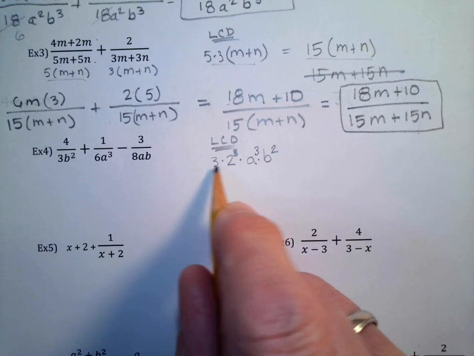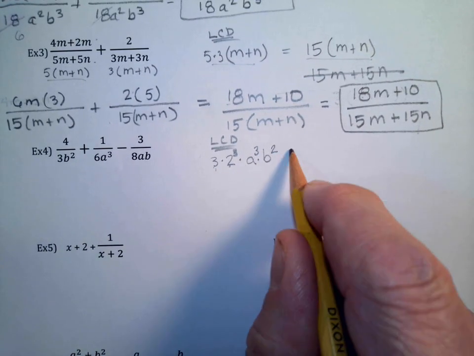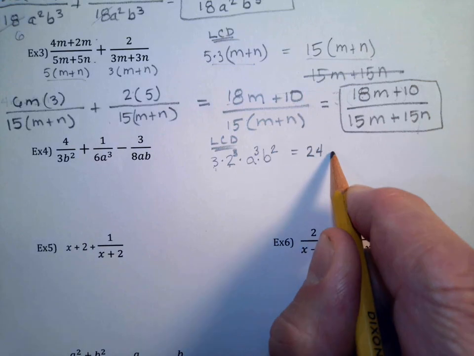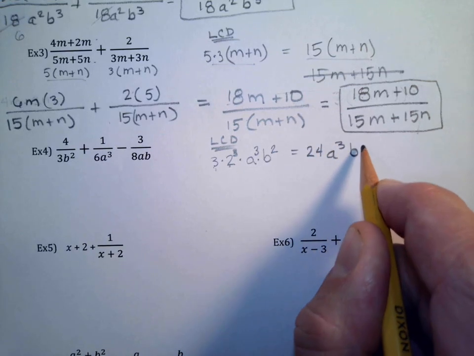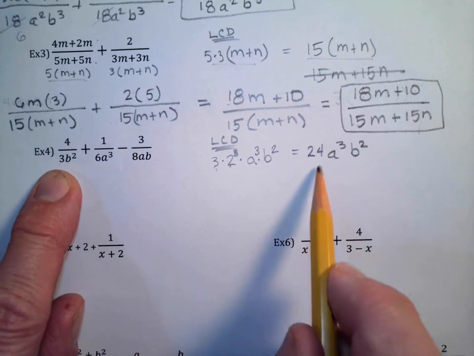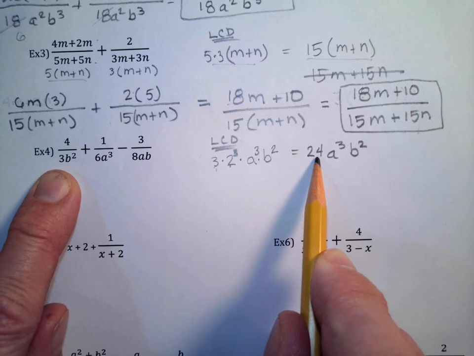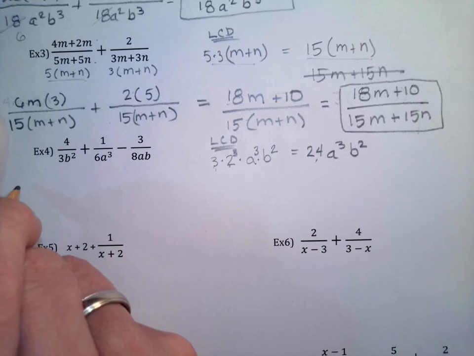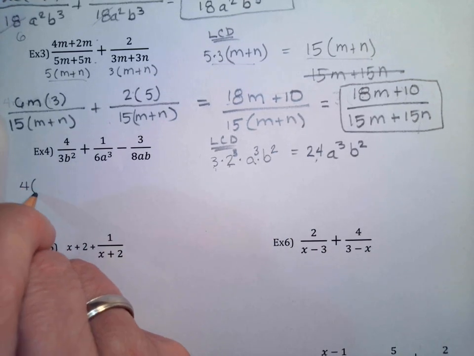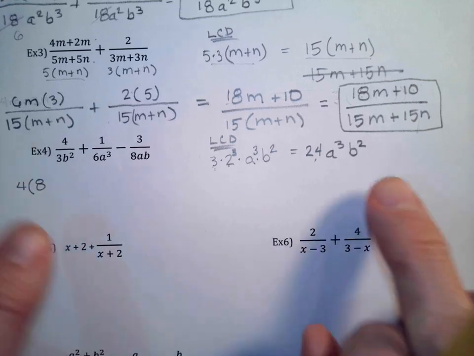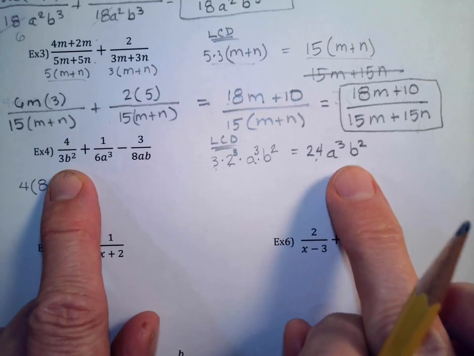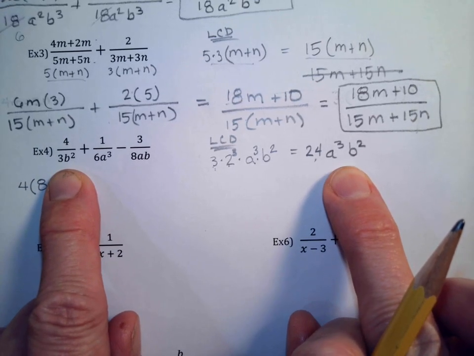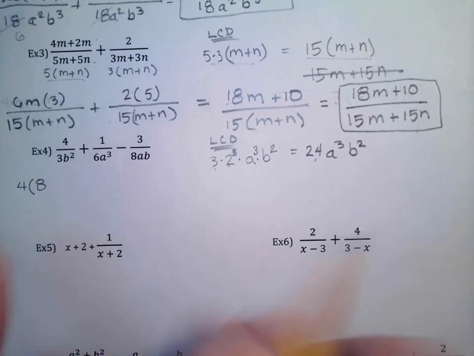So if you wanted to think of that 3 times 8, that's 24. So if you want to think of that as 24a cubed b squared, that's fine. 3 times what is 24, that's 8. So I'm going to have the 4 that's up there, and I'm going to multiply it by an 8. And then what variables do I need to multiply it by? Looks like a squared, a cubed.